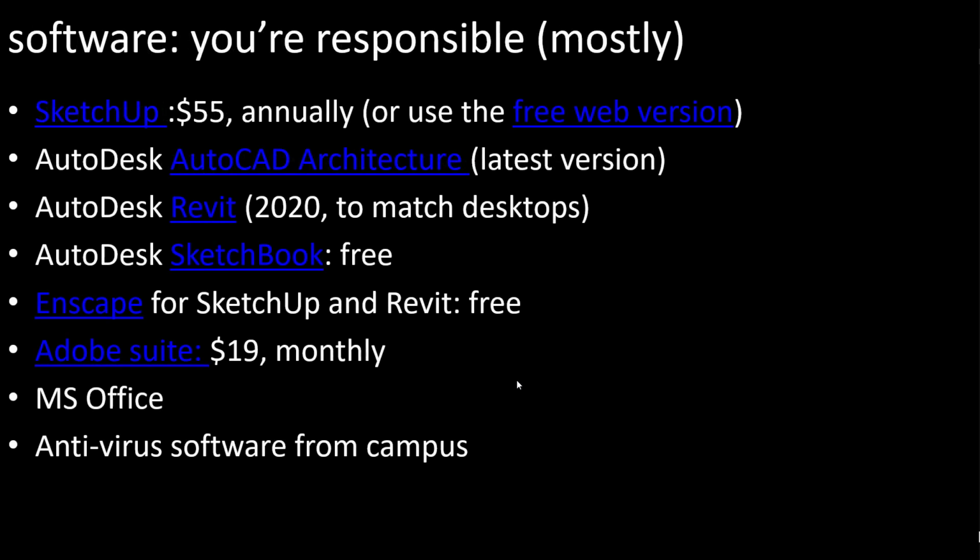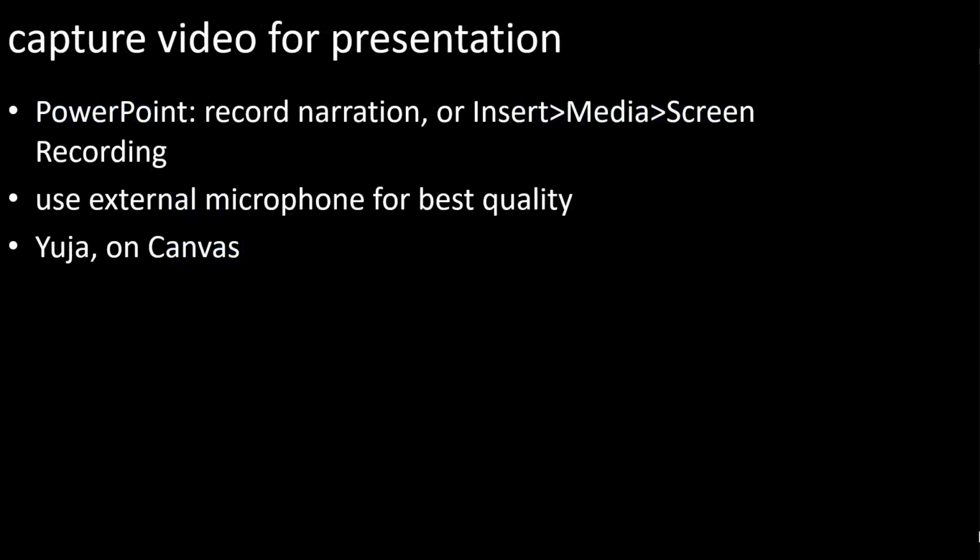But anyway, the other thing to be aware of, all this software costs money. Autodesk software is free. However, the Adobe Suite, I actually think it's $29 monthly, not $19 monthly now. And then there's other stuff, the MS Office Suite and SketchUp, which comes annually. There is an online version that you can use for free if you get stuck.